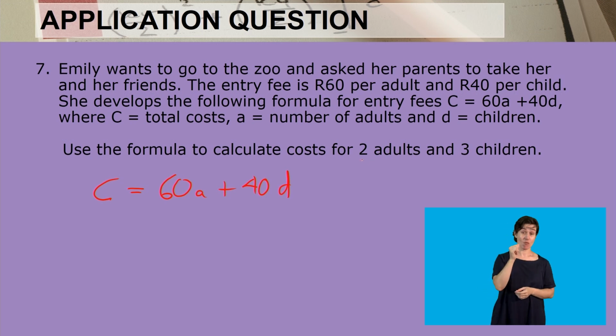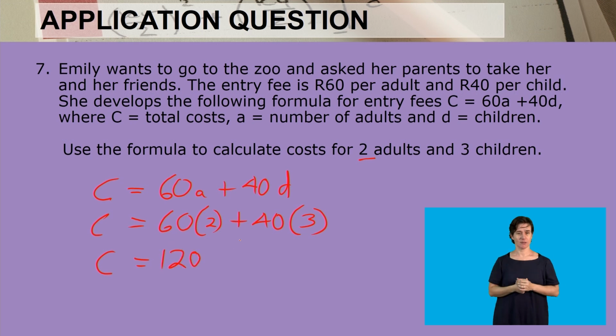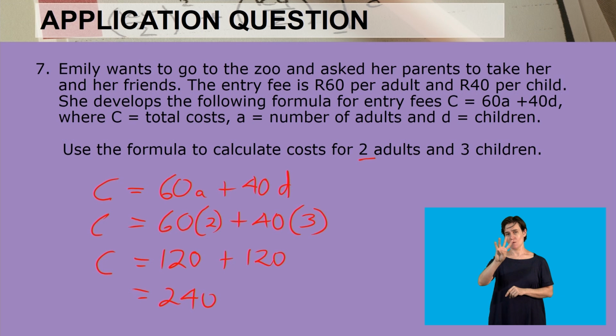A is for adults, and there are 2 of them, so it's going to be 60 with 2 adults, and 40 is for children. D is for children, so it would be 3 children. So the total cost would be 60 times 2, which is 120, plus 40 times 3, which is 120. So 120 and 120 is 240, and this is money, so it's 240 Rand. That's how much it would cost them to go to the zoo.